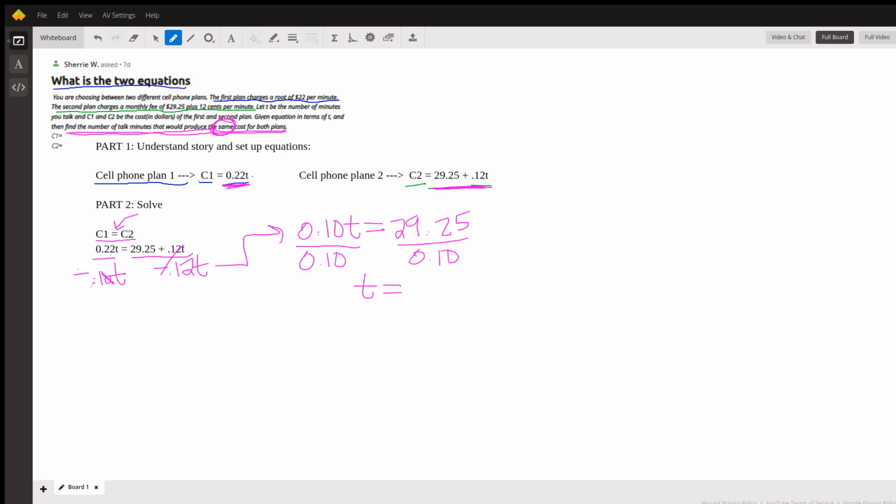$29.25 divided by 10 cents or 0.1 is 292.5. Again, that's 292.5 minutes. Remember, this represents minutes. How do I know that? Because this is talking about t. And again, it says in the word problem, t is the number of minutes. I encourage you to go back and try this on your own to follow the process, see if you can get through the concepts and put things together yourself.